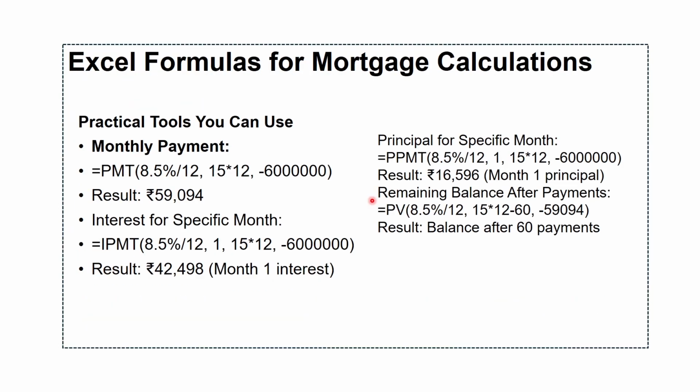Then going to the Excel formulas for mortgage calculation. So, here you can have some practical tools you can use. So, these are some methods. For example, monthly payment, you can use this: equal to PMT 8.5%/12, 15*12, minus 60 lakh. So, the result will get you 59,094. So, instead of doing it manually, you can use this Excel formula and quickly find out. So, Excel is very advantageous in that.